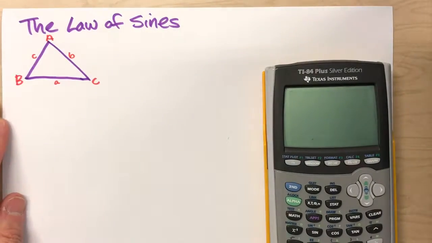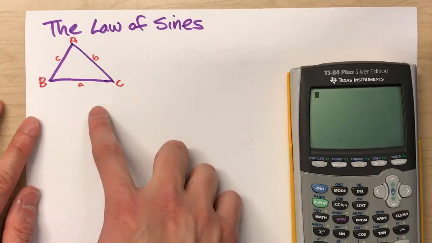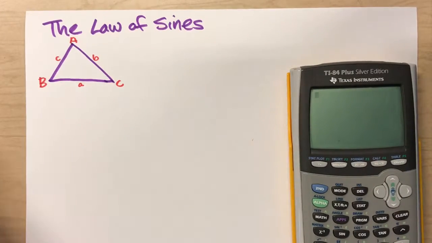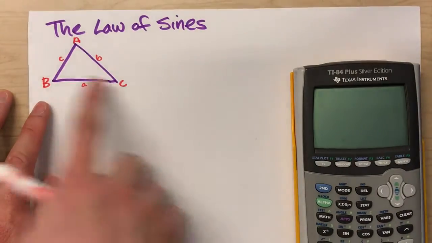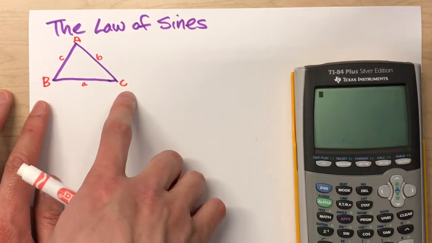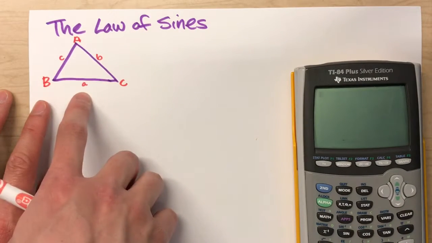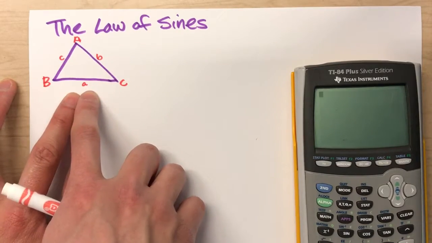Today, we learned about the law of sines. The cool thing about the law of sines is you could use it on a triangle even if it's not a right triangle. So, the way it works is you have a triangle where the angle A, angle B, and angle C have directly across from them sides that we label with the same letter, but lowercase.